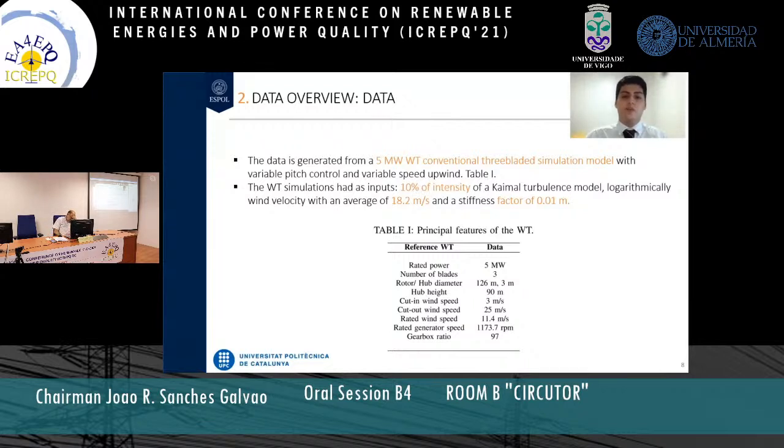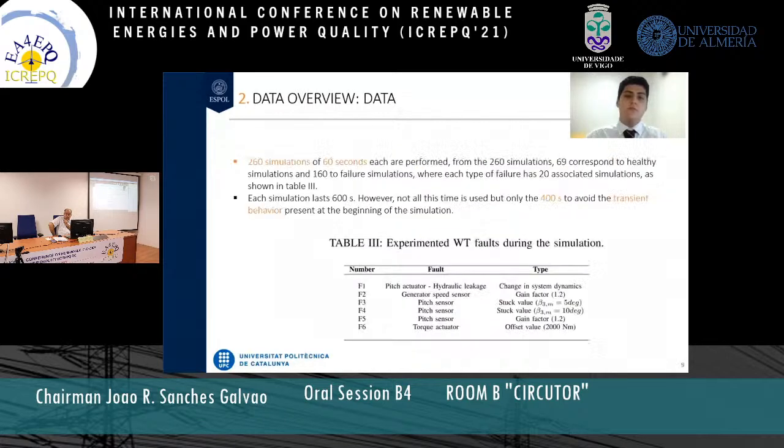And to produce a more realistic simulation of a wind turbine, wind modeling data generated from the wind flow and stochastic turbulence software, TurbSim, is implemented. The inputs of the simulation are 10% turbulence intensity of a Kaimal turbulence model, a logarithmic wind velocity profile with an average of 18.2 meters per second, and a roughness factor of 0.01 meters.